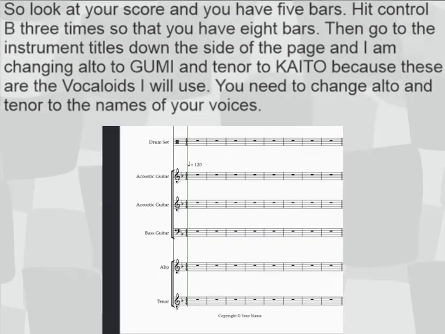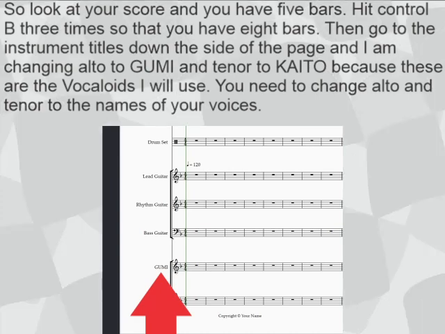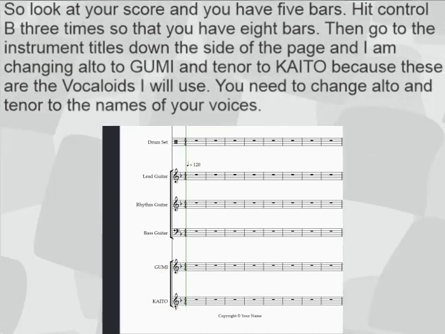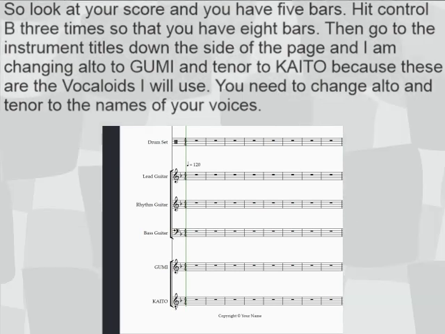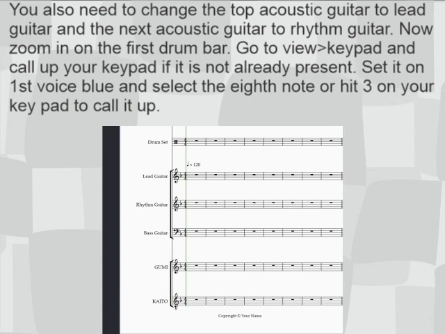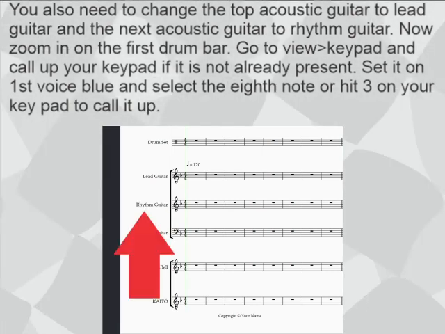Then go to the instrument titles down the side of the page, and I am changing alto to Gummy and tenor to Kato because these are the Vocaloids I will use. You need to change alto and tenor to the names of your voices. You need to change the top acoustic guitar to lead guitar and the next acoustic guitar to rhythm guitar.